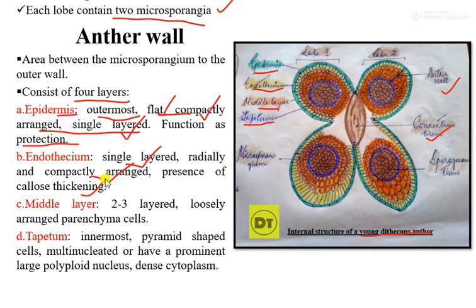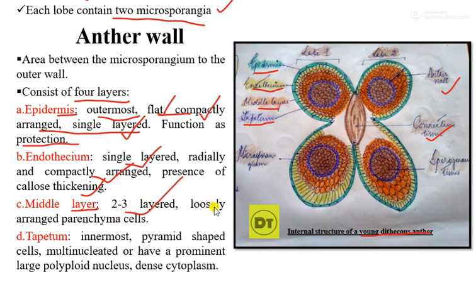Okay, now after the endothecium, what do you see? A thick orange colored layer, right? How many sub layers do you find here? 2 to 3. Okay, so this whole orange colored layer is known as middle layer. The entire thing is known as middle layer. Middle layer contains 2 to 3 layers.